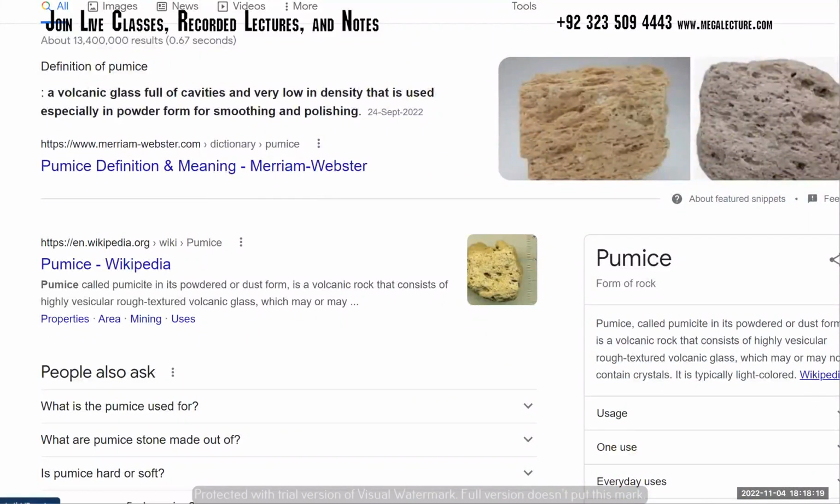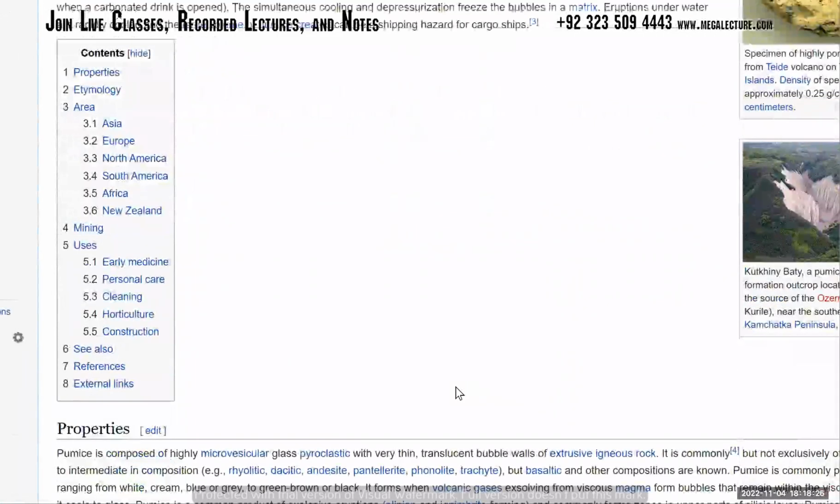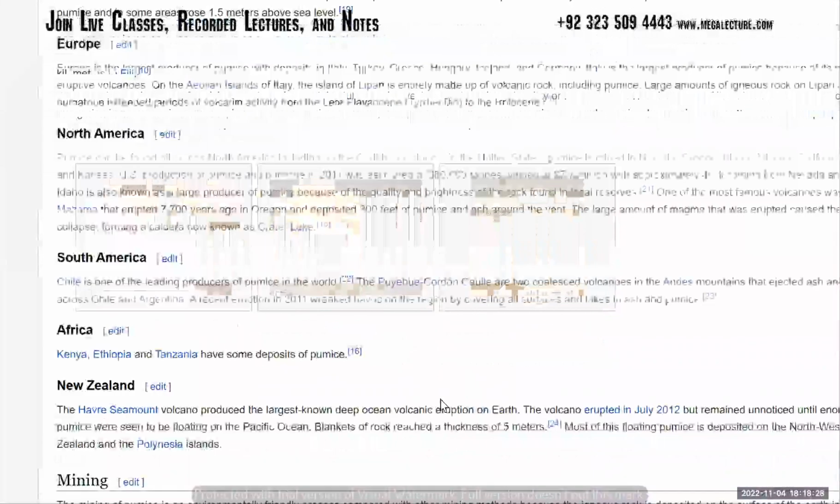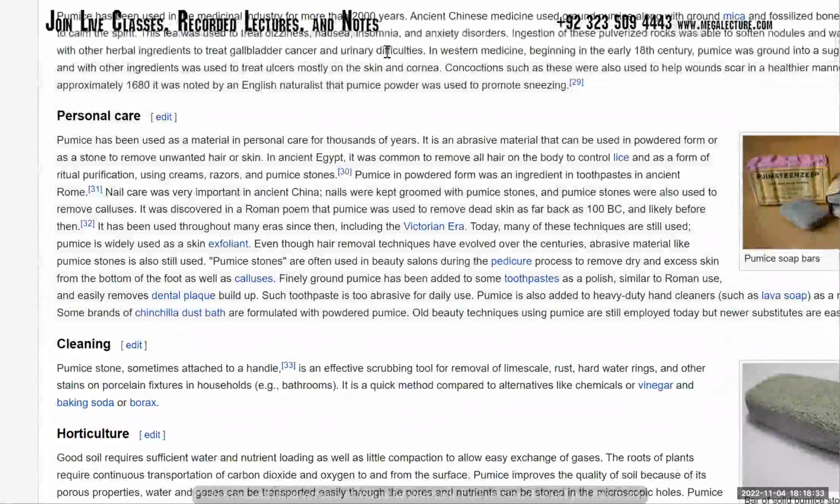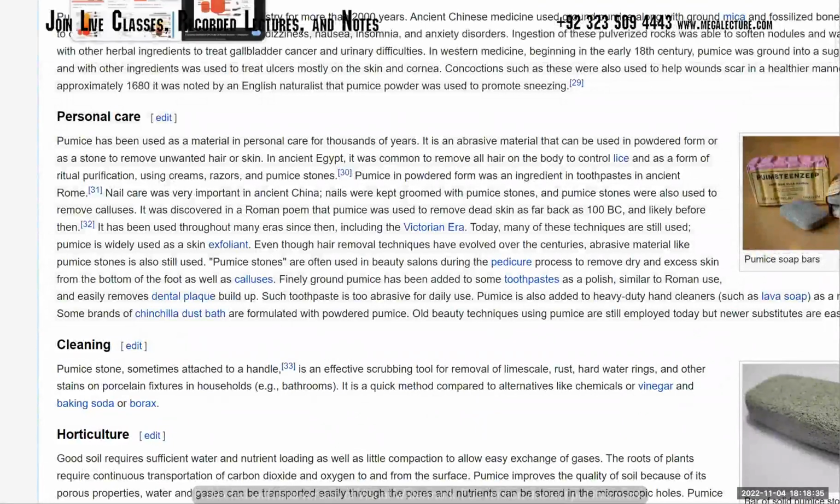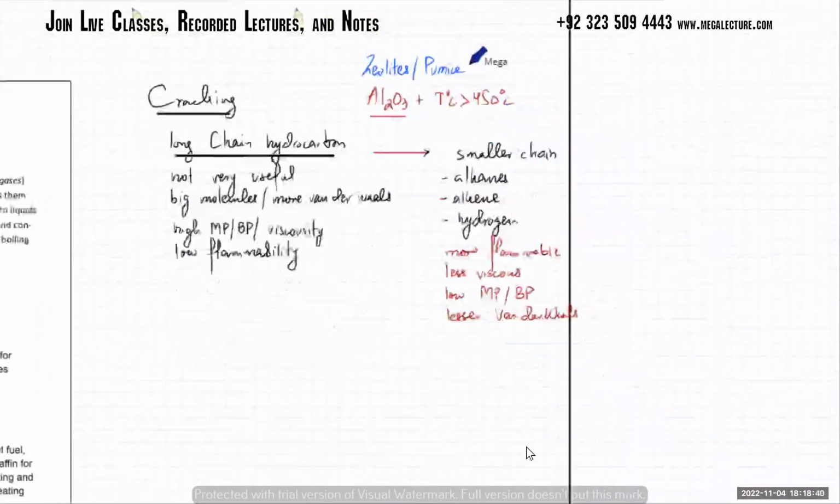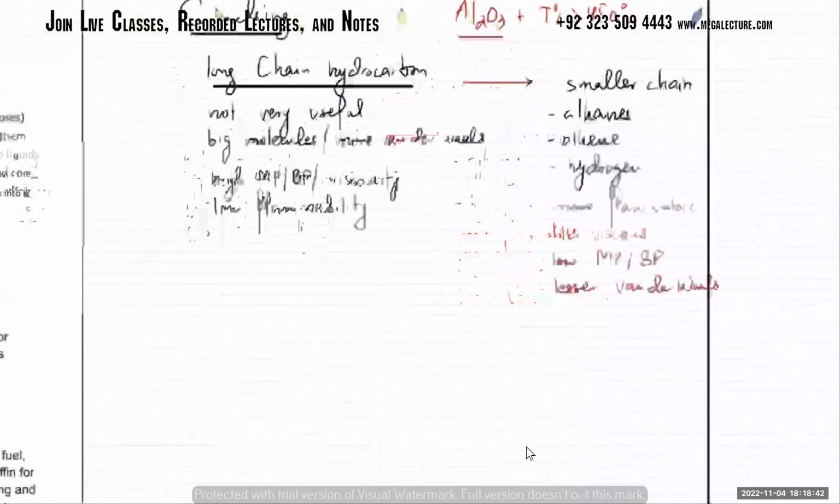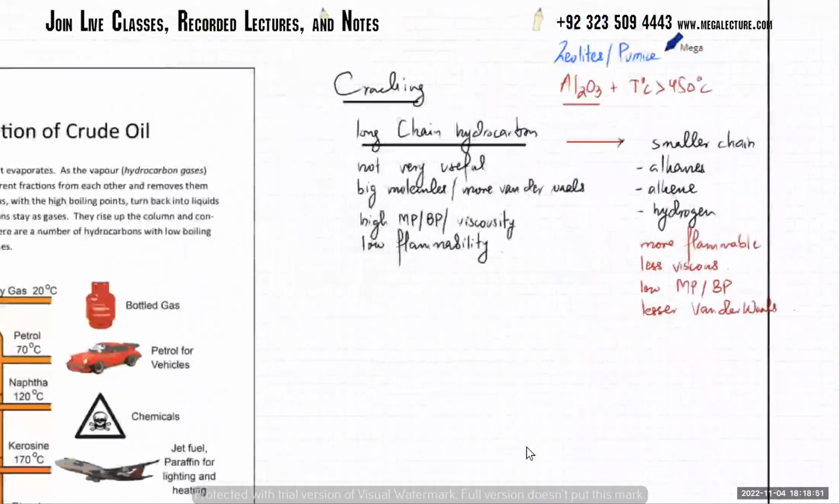Plus, it's got a very large surface area. It's got a lot of pores in it. So it's a rock that's got a large surface area, and it's got SiO2 and Al2O3 in it. So that's used for cracking. Zeolites are also used. That's another rock that's got the same kind of composition. You know all of this about cracking.